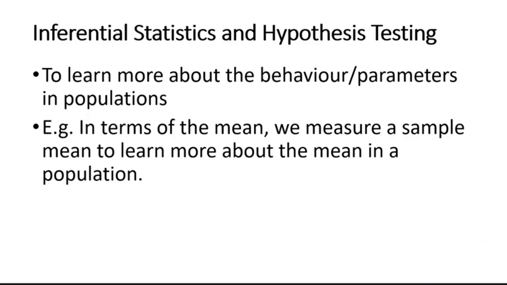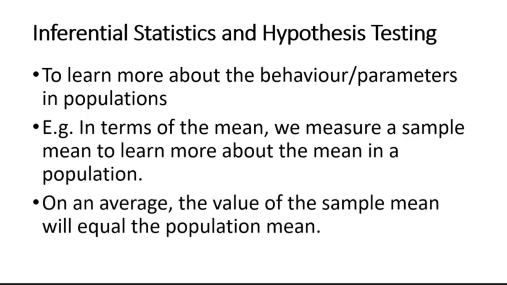We begin by stating the value of the population mean, and then we select a sample and measure the mean in that sample. On average, the value of the sample mean will be equal to the population mean. The larger the difference between sample mean and population mean, the lesser is the chance that we could have selected that sample mean if the population mean is correct.